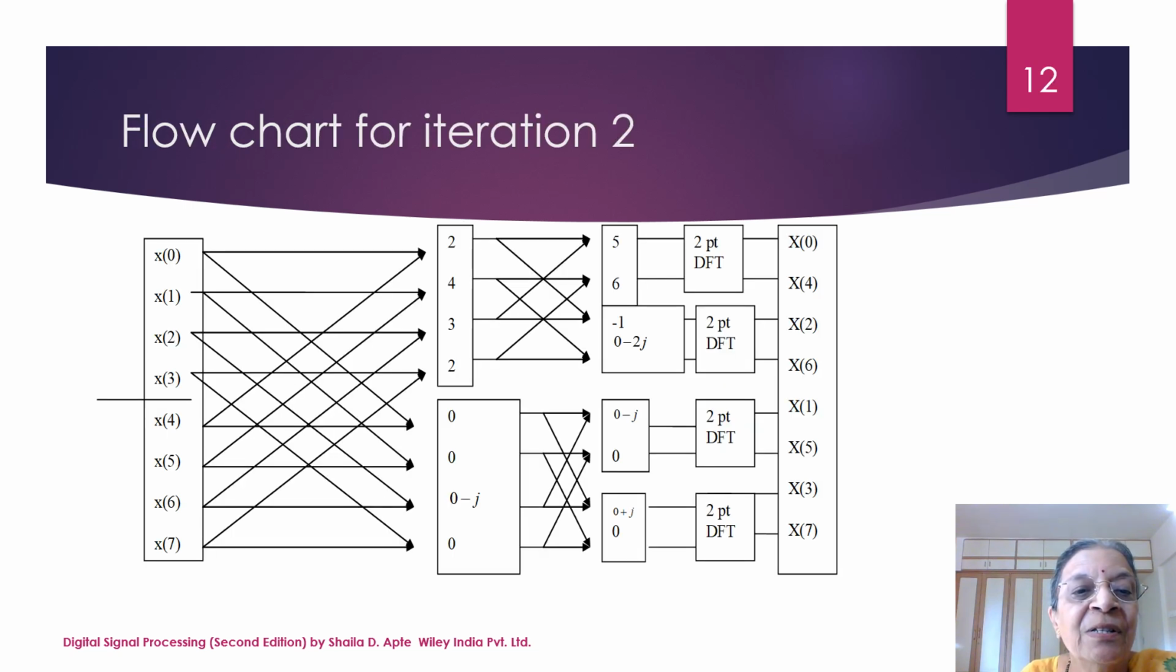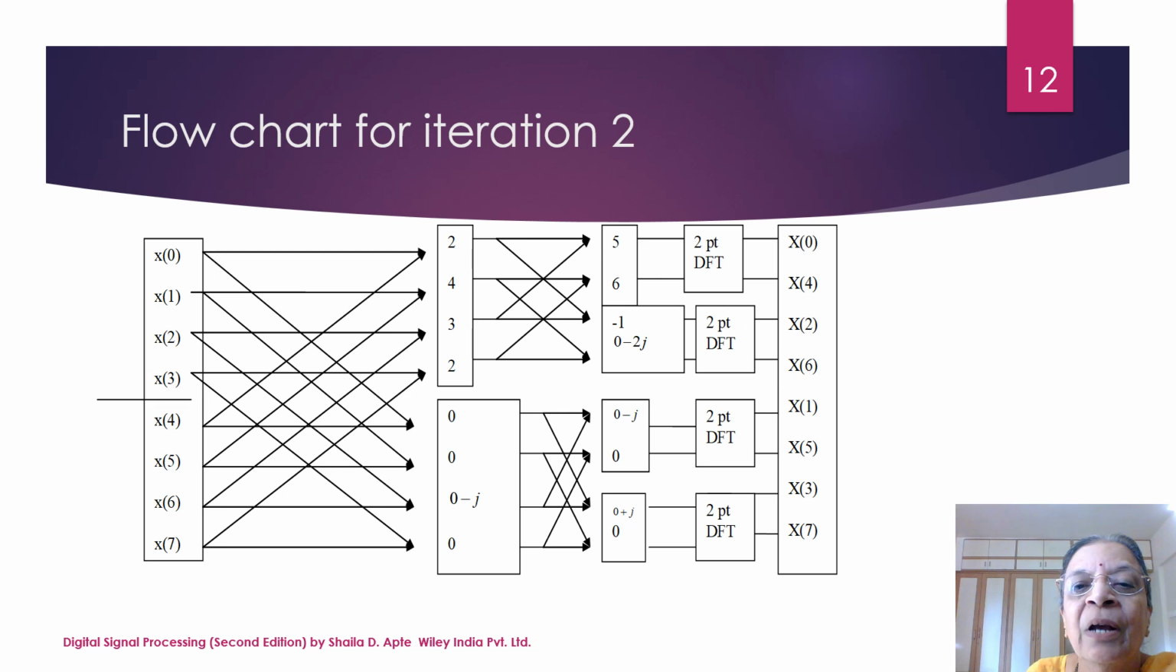So what has happened? This 8-point DFT, 8-point signal we have considered. We have divided it into two parts. We have calculated this Hn and Gn. Now again we do the same thing. 2 plus 3 is 5. 4 plus 2 is 6. Then 2 minus 3 is equal to minus 1, into W4 raised to 0, that is 1. Then 4 minus 2, that is 2, into minus j, so minus 2j. So similarly, we compute the values over here also.